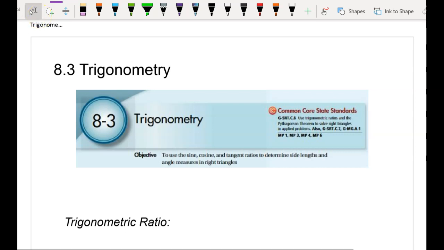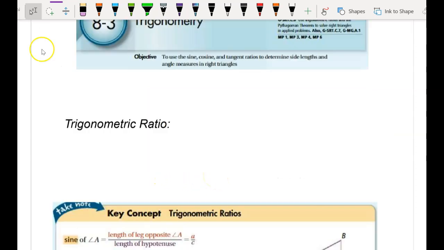Okay, this is lesson 8.3, and we're going to be talking about trigonometry. When we finish the lesson, we want to be able to use sine, cosine, and tangent ratios to determine side lengths and angle measurements in right triangles.